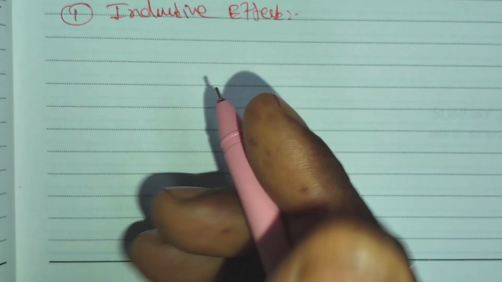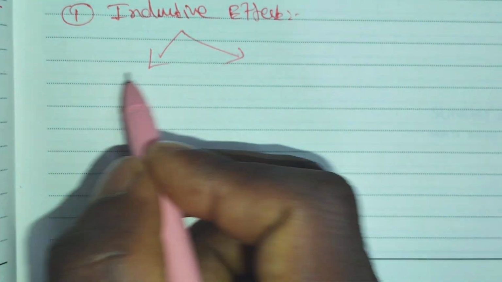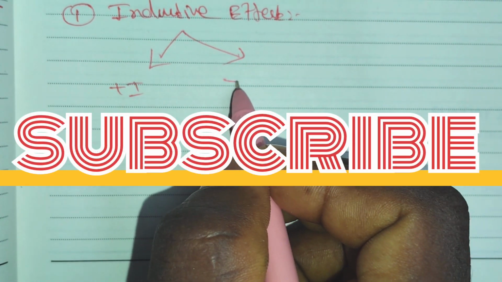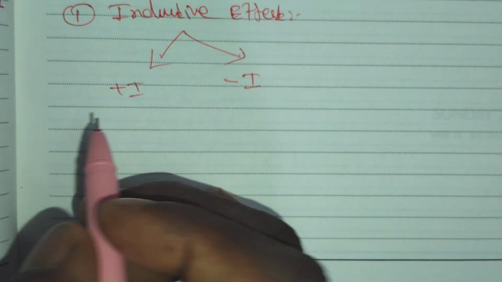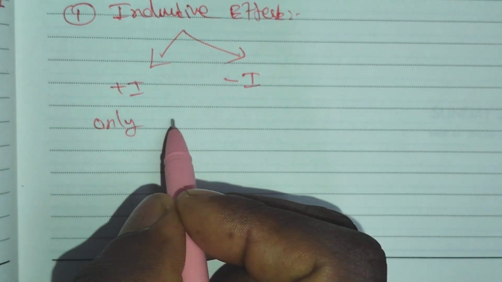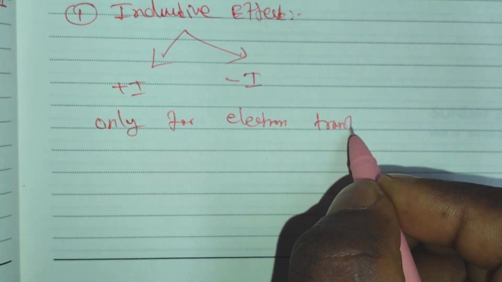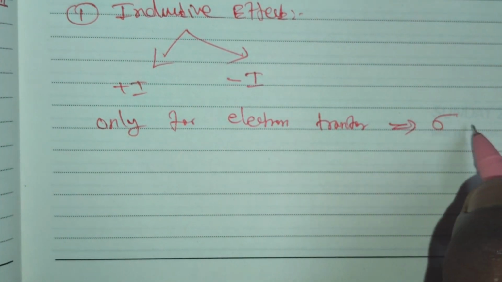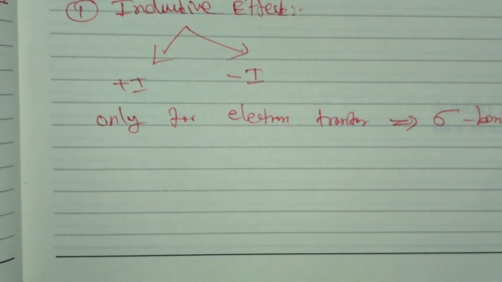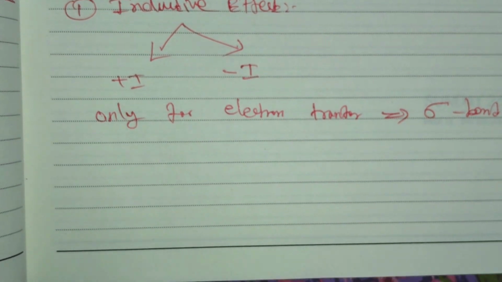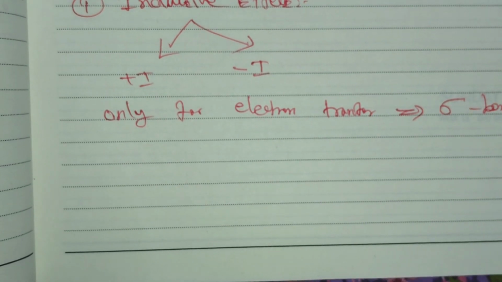Okay. Now see the inductive effect. This inductive effect is classified into two types: one is the plus I effect, another is the minus I effect. Actually, this inductive effect is only for electron transfer through the sigma bond. Okay, it's a sigma bond. The electron is transferred only through the sigma bond. So it is classified into two types: plus I effect and minus I effect.